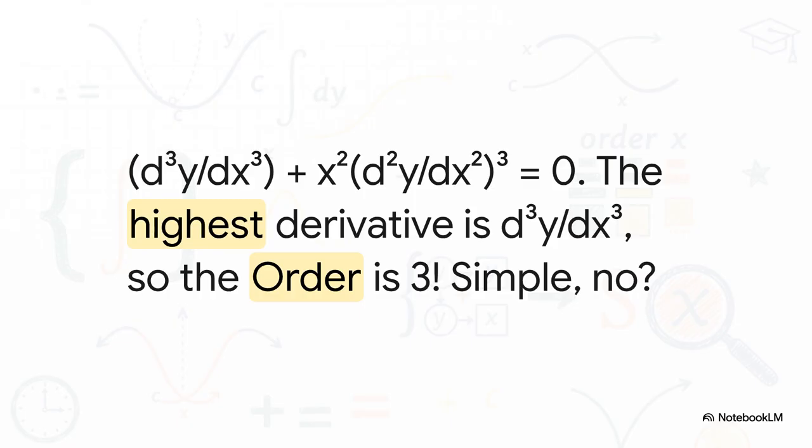Okay, let's try it with this example. Take a good look. We have a third derivative here and a second derivative here. Which one is higher? The third one, obviously. So the order of this entire equation is just 3. That's your answer. Easy marks right in your pocket.